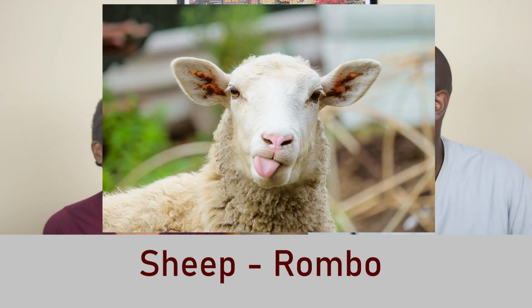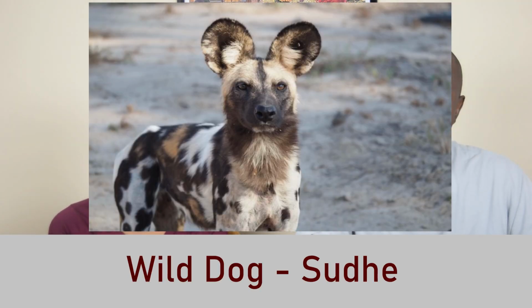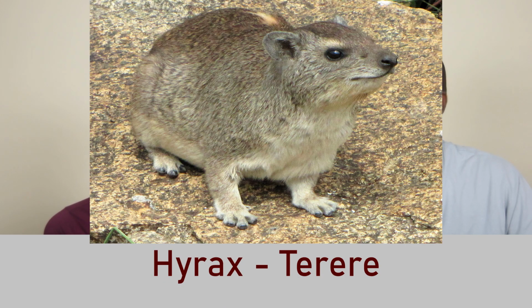Rawo. Okay? Sheep. Rombo. That's a sheep. A lion. Guess what? Sibur. That's a lion. A wild dog. Sude. Wild dog, sude. Okay? Hyrax, terere. Giraffe, tega. Didn't we say giraffe up here?